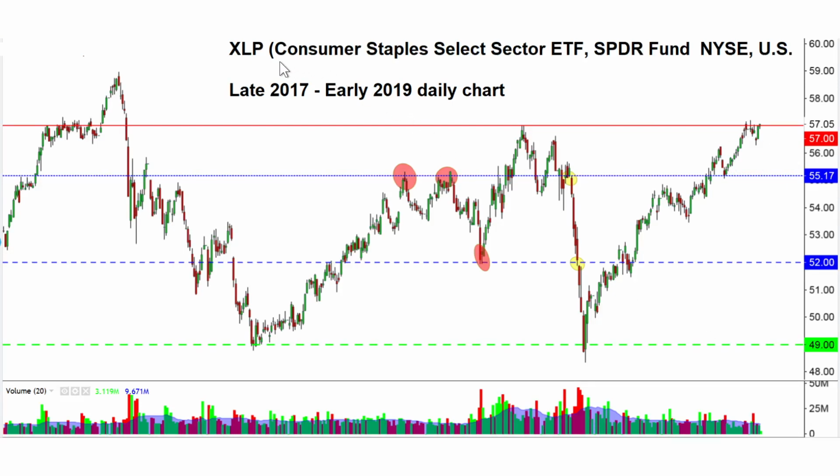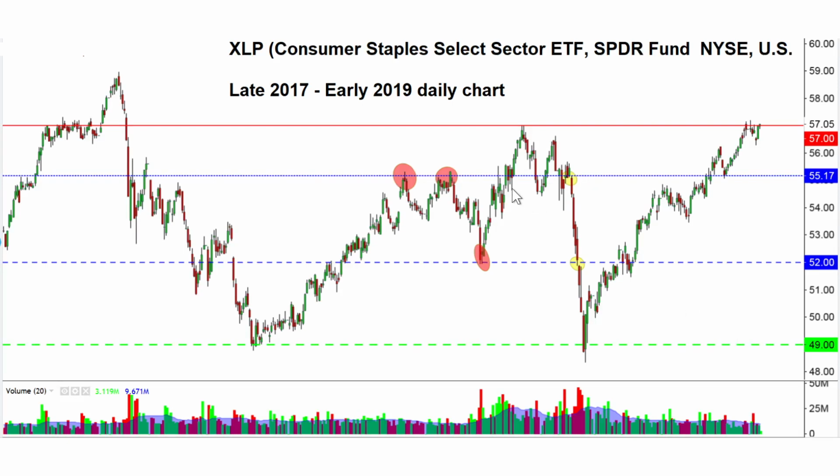Also, this is revealed to be the consumer staples sector ETF, ticker symbol XLP, during the late 2017 to early 2019 period, and it is a daily chart, with each candle and each volume bar representing one day's worth of price action. But in the end, it doesn't matter which chart it is, the key features of swing points are demonstrated. Often, swing points, especially recent ones, will have influence over upcoming resistance and support areas.